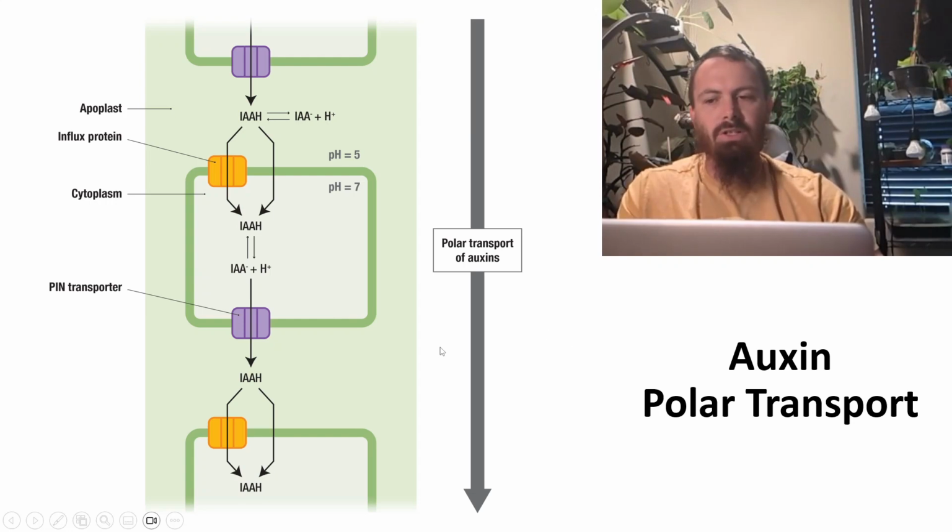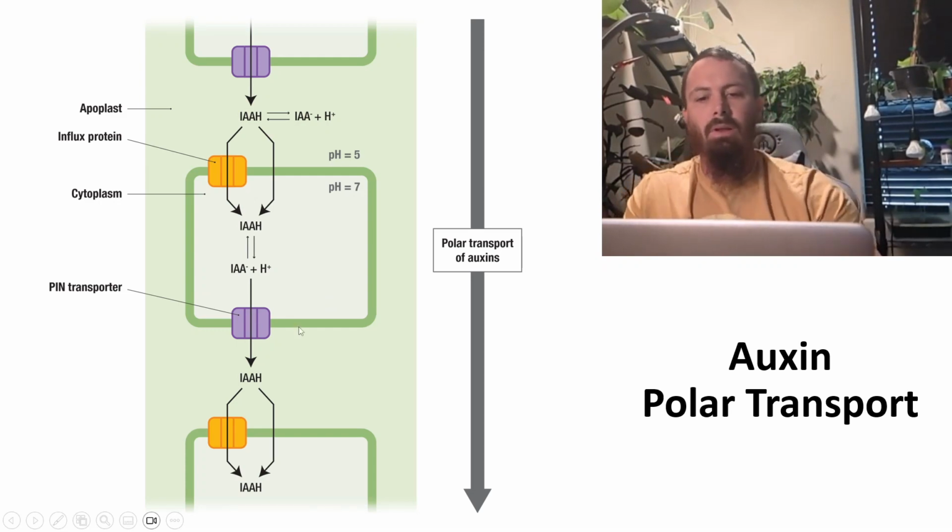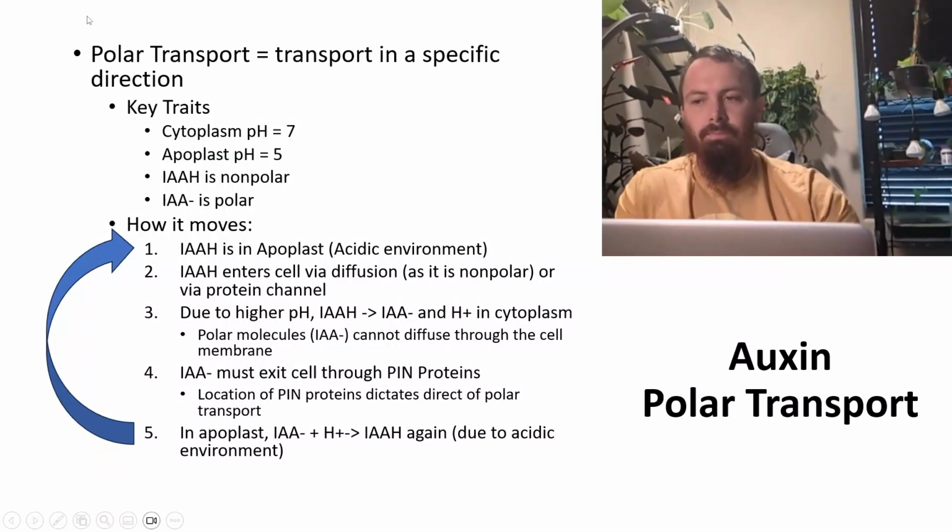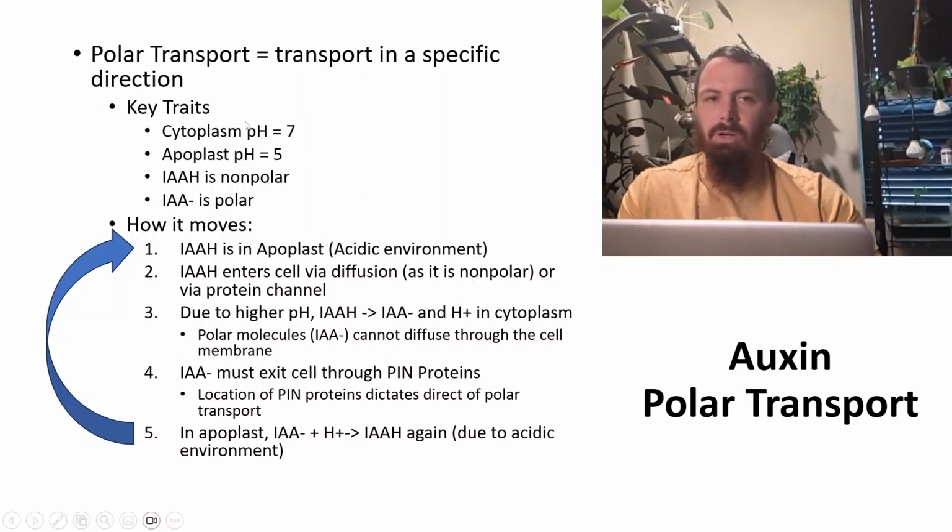So polar transport is determined by where in the cell the PIN transport proteins are, because this polar auxin molecule can't diffuse through the cell membrane, it can only use those channels. So let's put that in words for you here. So key traits again, this is just reiterating exactly what I just said. Cytoplasm is pH 7, apoplast is pH 5, so acidic versus neutral. In the acidic environment, it'll exist as a nonpolar IAAH, and in the cytoplasm, pH neutral, it'll drop the proton and become a polar IAA minus.